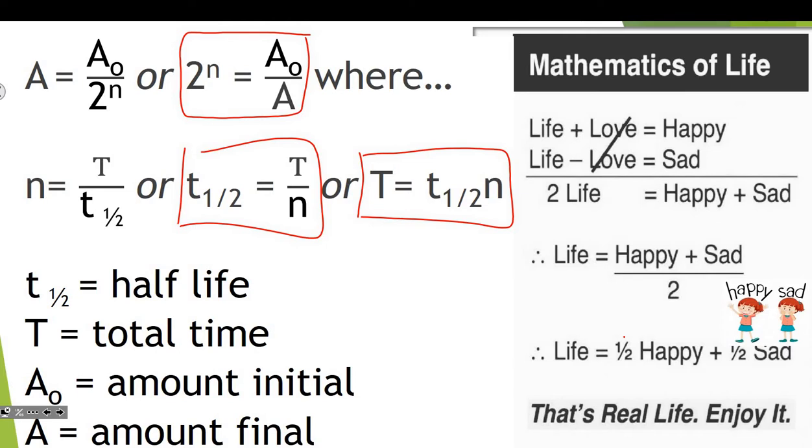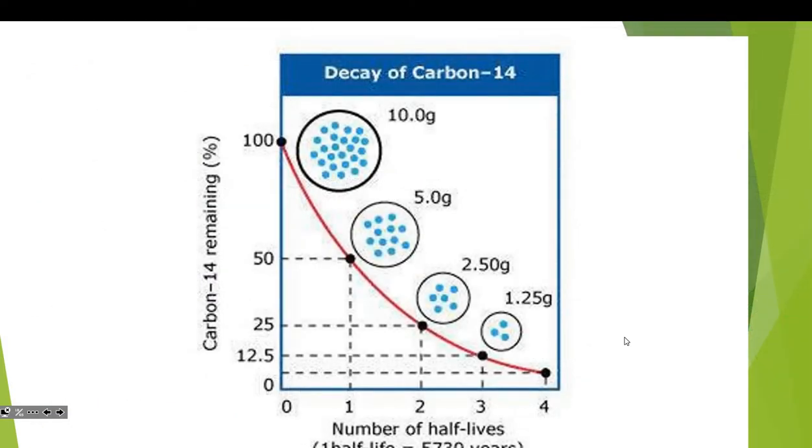Yep. Okay, we ready? Okay, so we're going to do some experiments with this. So you can sort of see if I start with 10 grams, then I go to 5 grams, and half of 5 grams is 2.5 grams, half of 2.5 grams is 1.25 grams. So I just keep going with the number of half-lives.